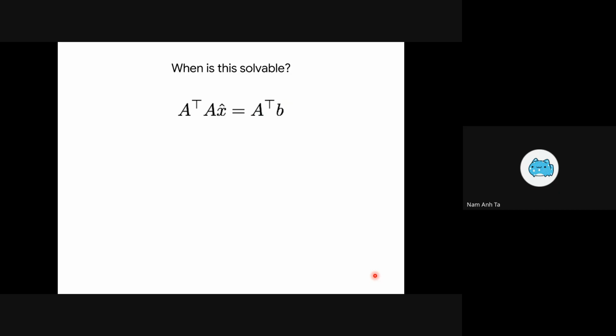So when will this actually be solvable? We'll have a 10 minute break and we'll come back at 4:20. Okay.